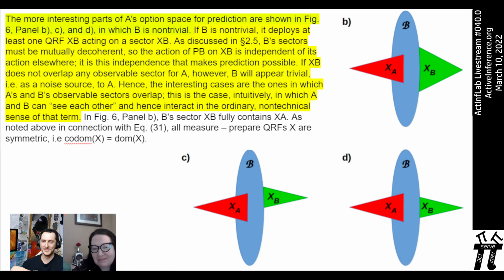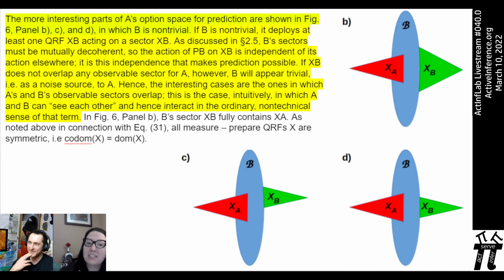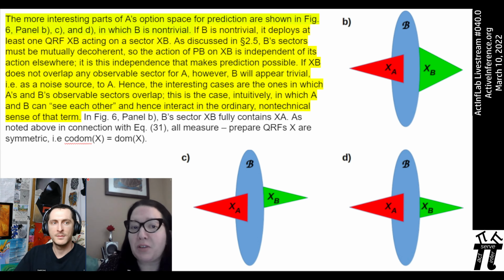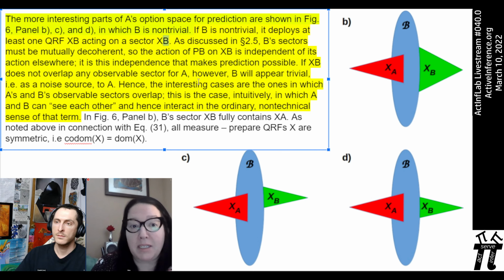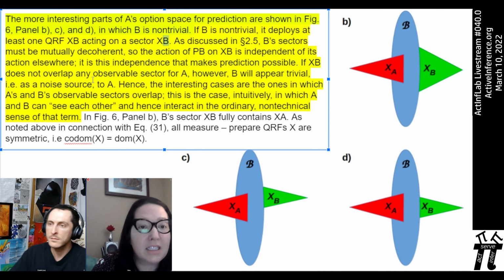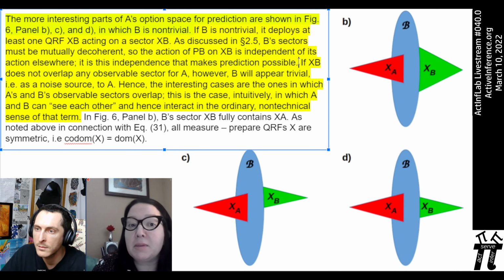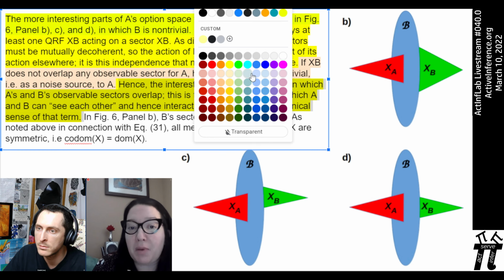Here we go forward. So the more interesting parts of A's option space for prediction are shown in panel B, C, and D, where B is non-trivial. If B is non-trivial, it deploys at least one quantum reference frame, X of B, so that's sector X of B, acting on sector XB. As discussed in section 2.5, B sectors must be mutually decoherent. So the action of the dynamics on the sector of B is independent of action elsewhere.